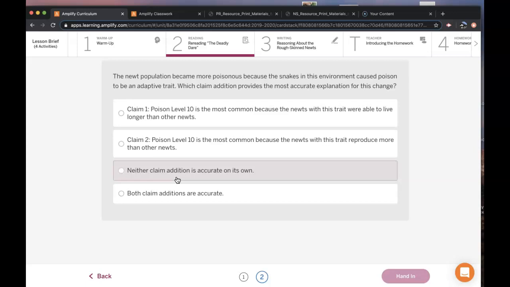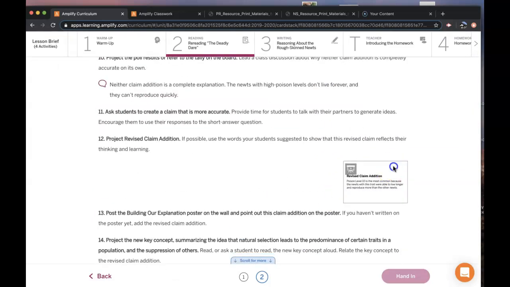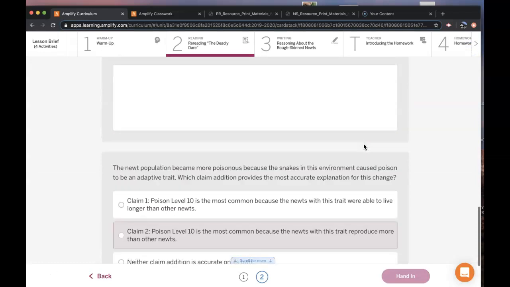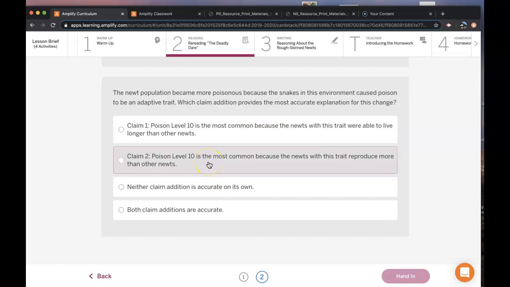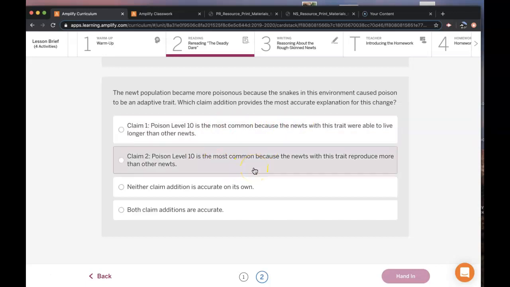So we need to have a different claim addition, and that is that poison level 10 is the most common because the newts with this trait were able to live longer and reproduce more than the other newts. So, like I said before, it's about both that they were able to live longer and able to reproduce more. So it's not just living longer that makes the distribution of the trait in the population change over time. It's that they live longer and then they have the ability to reproduce more.